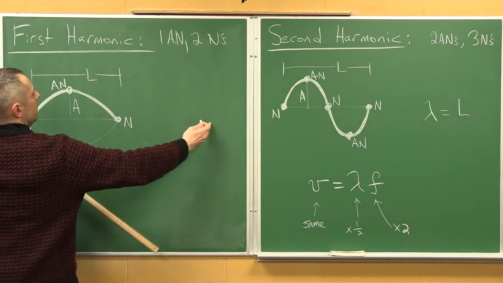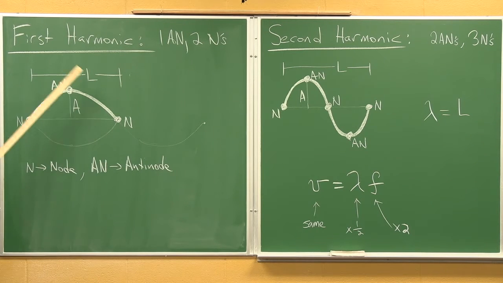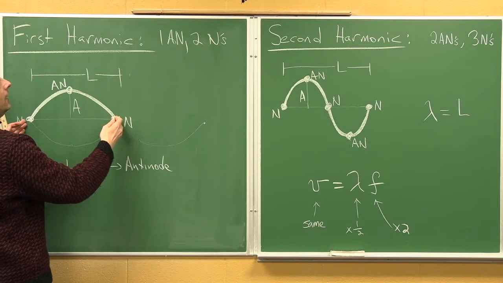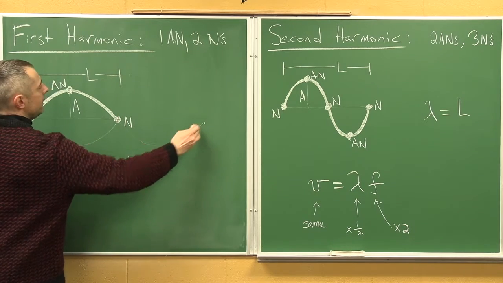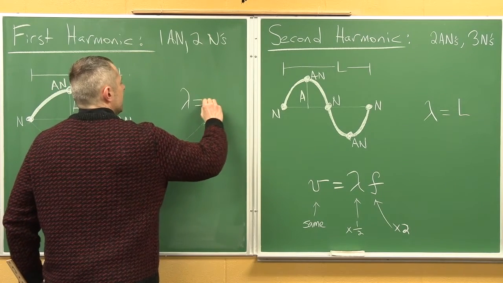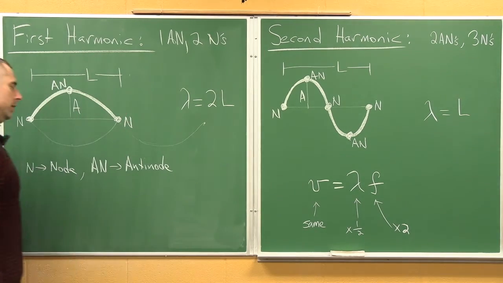So the wavelength is here. Now notice that if this is the length of the spring, I don't know, 3 meters or whatever it is, then this is double that. So we could say as a math expression that the wavelength here is twice the length of the spring, whatever it is.